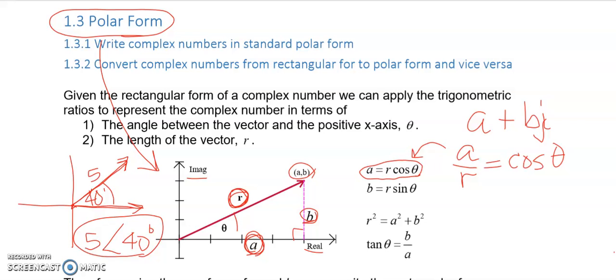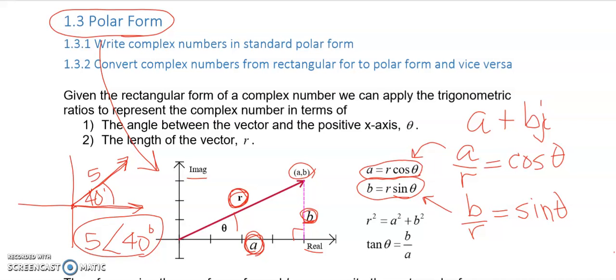Likewise, b is the opposite to theta, so opposite over hypotenuse, b over r, is the sine of angle theta. Again, multiplying both sides of that equation by r gives us the second equation: b is equal to r times the sine of theta. So that's what you can replace the a with, and that's what you can replace the b with. And that gives you a longer version of the polar form as well.